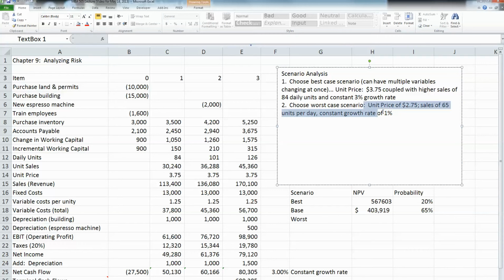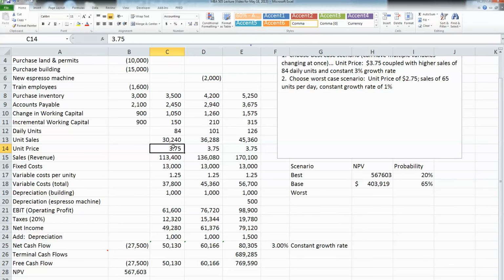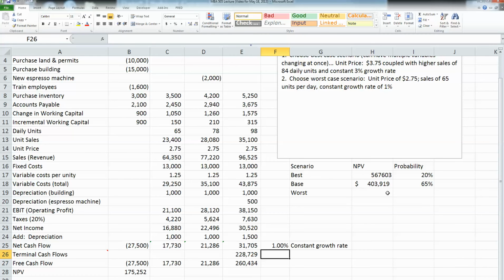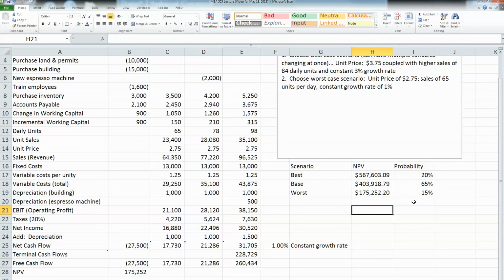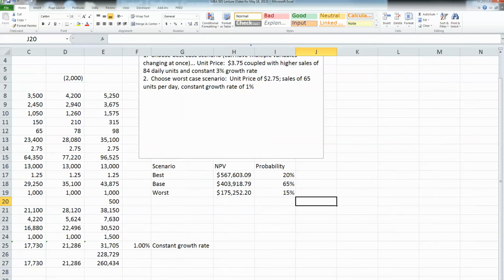You can change more than 3 variables at the same time. I'm just choosing to change 2 or 3 of them. So I'll set this to 275, set the daily sales to 65 units, and my constant growth rate to 1%. So I will take this net present value and paste it here. Since this is 20% and that is 65%, and those probabilities have to sum to 100%, I know the probability of the worst case scenario is 15%. And I'm just formatting those so they look good. Now I can do a weighted average net present value.